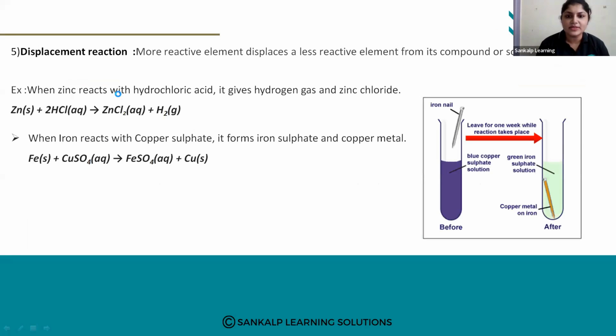So what do you mean by displacement reaction? Okay, we'll consider a reaction. You can see here zinc plus HCl giving you ZnCl2 plus H2, right? So what is happening here? When one metal which is more reactive than the other metal is displaced, so the metal which is less reactive gets displaced by the metal which is more reactive from its compound or solution. Then it is called a displacement reaction.